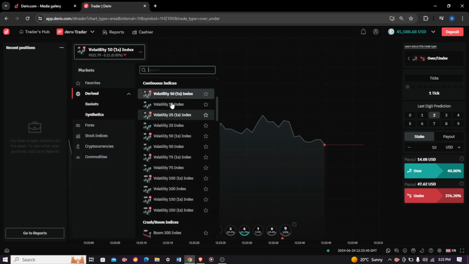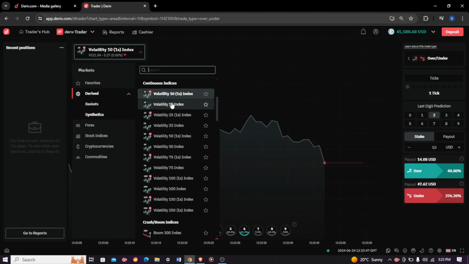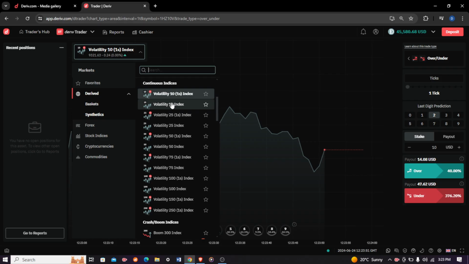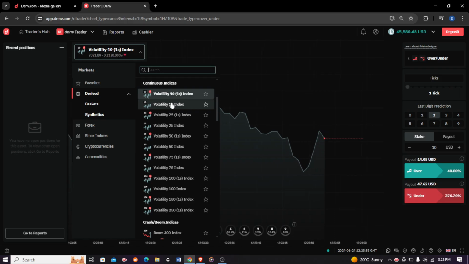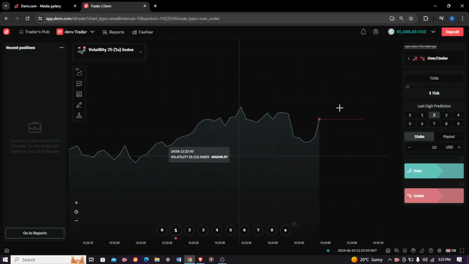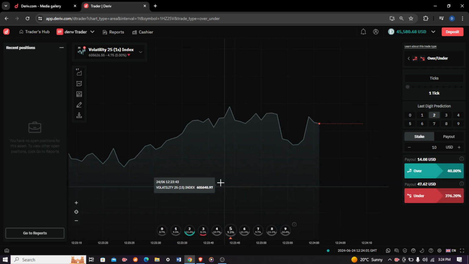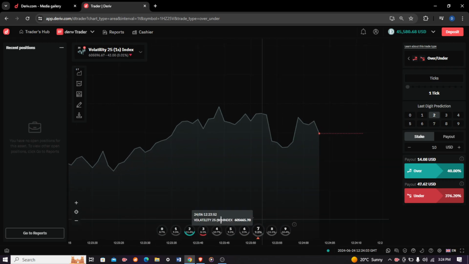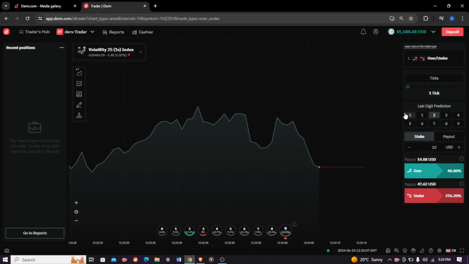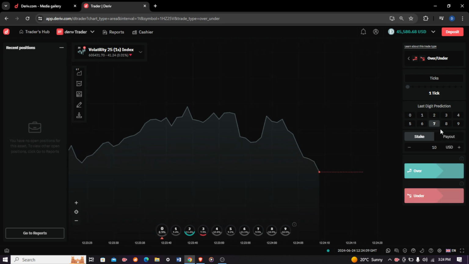For over 2, remember what I told you: for over, make sure that the green bar is above the red bar, and make sure that both the red bar and the green bar are above the number you're placing over in. All right, don't forget that. So for volatility 25 (1s), you can begin. This is a good under 7 market. So just come and place 7 here before we go to 2.